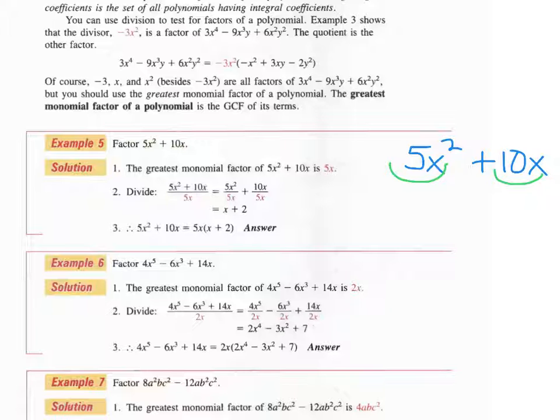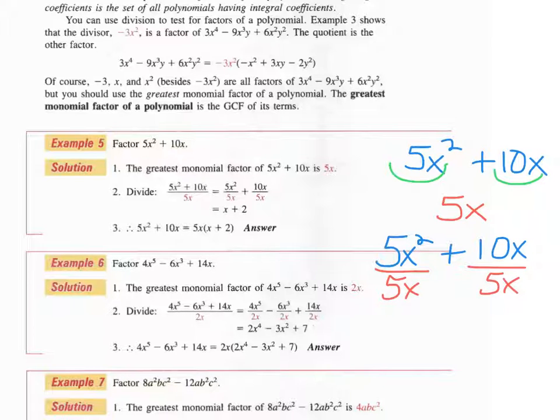And then the greatest common factor out of the variable part is, I'm going to look for the smallest one, and it's going to be the letter x. So my greatest common factor for these two terms is going to be 5x. I'm now going to take that greatest common factor, and I'm going to divide both of my terms by it. So just like we did in the previous examples, I'm now turning this into a division problem.